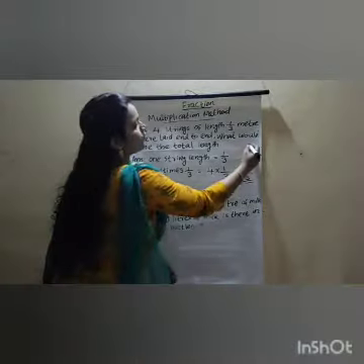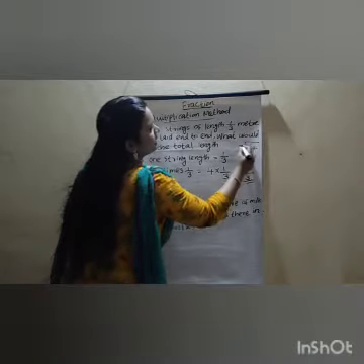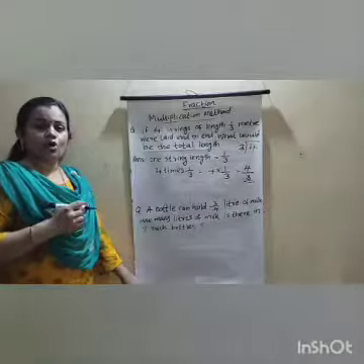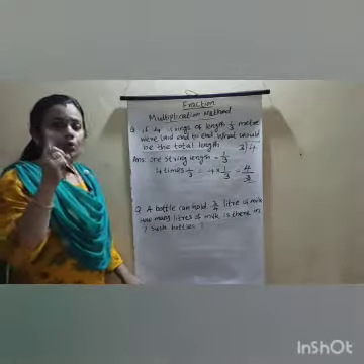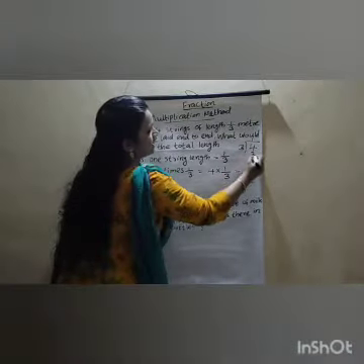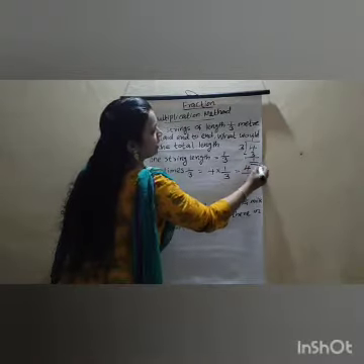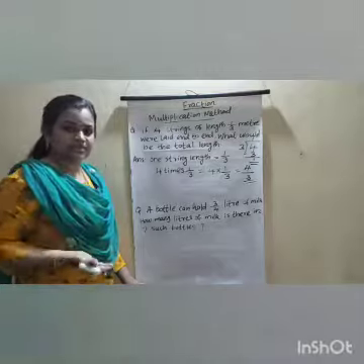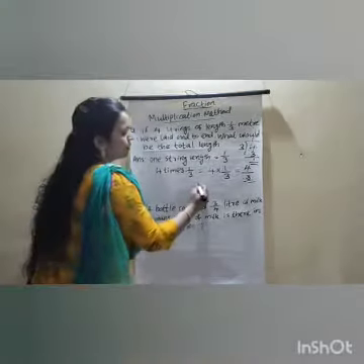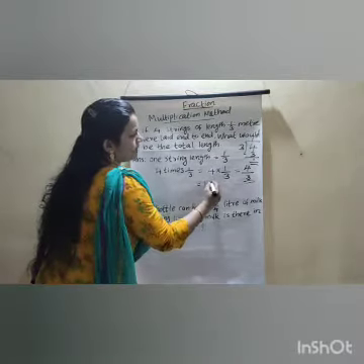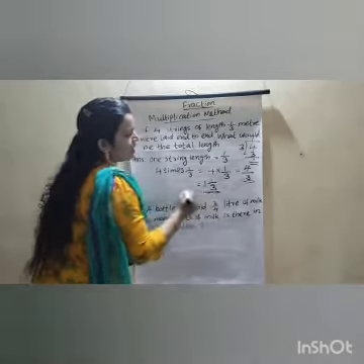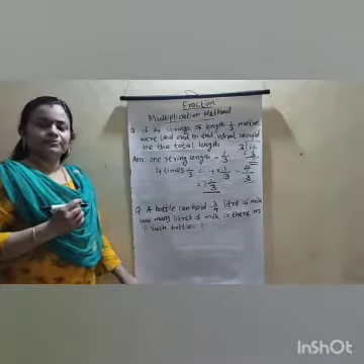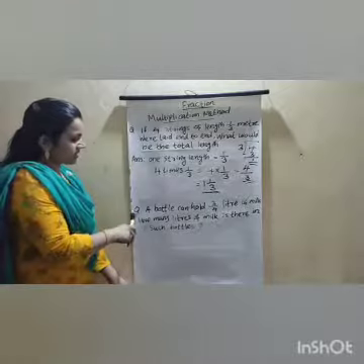Understood all? Then 4 by 3. How many 3s in 4? Only 1. 3 ones are 3. 4 minus 3 is 1. Then we already learned how to write the mixed fraction: quotient, remainder by divisor. So it is 1 1 by 3. Understood? Then what about the second question?